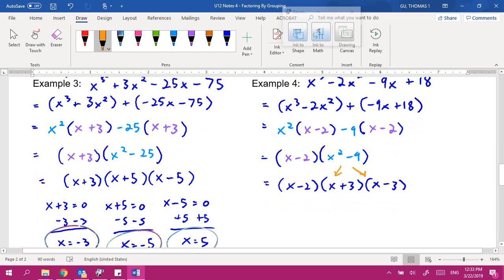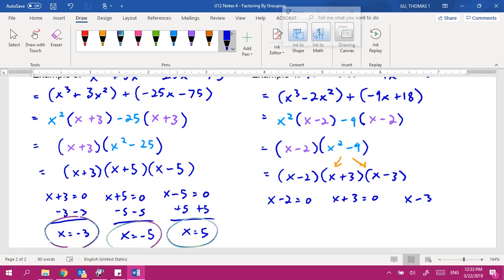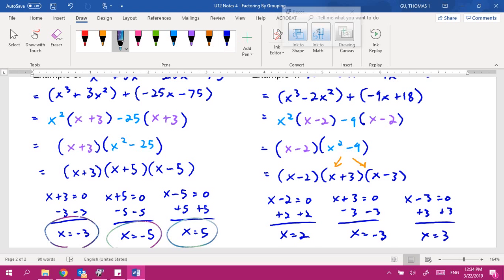We have to solve, so what do I do after this? Set them equal to 0. So what are my x's? Right. And that's right. There we go. So x equals 2, x equals negative 3, and x equals positive 3. Very good. And that is it for grouping.